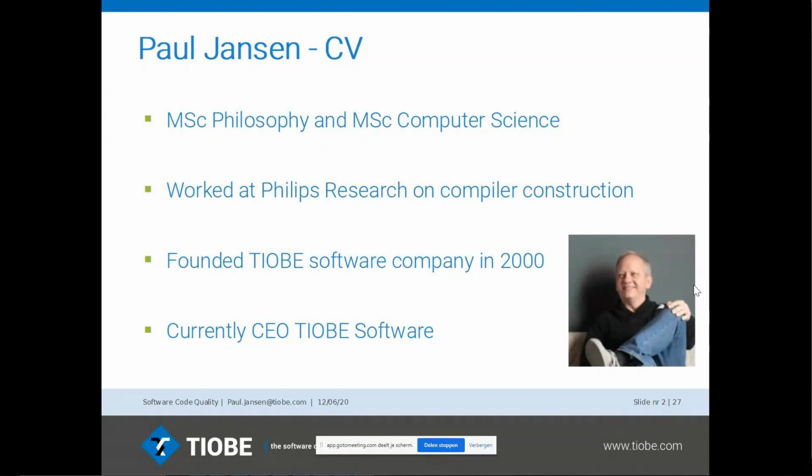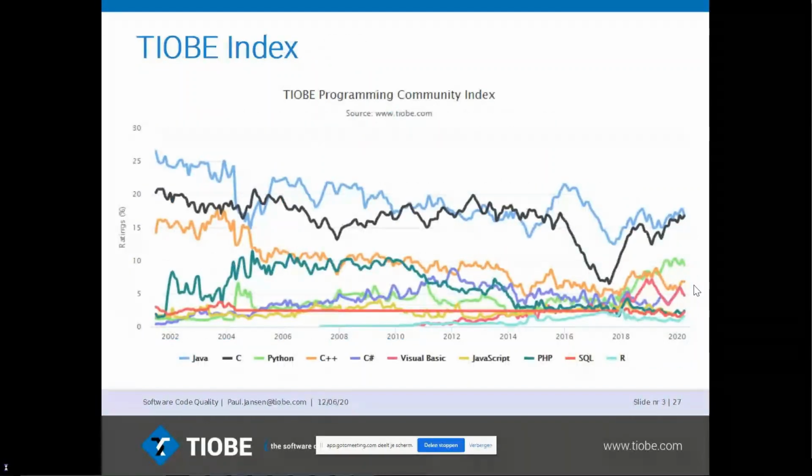TIOBE is quite known for its TIOBE Index. Probably you have heard about it. It's a top 100 of the popularity of programming languages. And I started tracking this at the beginning of our company. So here you see the trend of the last 20 years that I collected this data, but what you see is actually not that much changed over time. So Java and C were the top languages in 2000, and they are still the top languages at the moment.